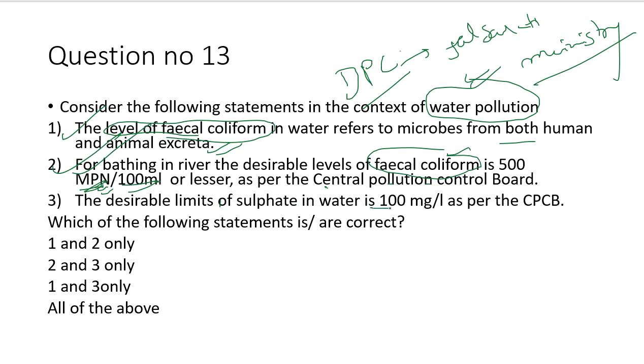The fourth option is asking about the desirable limit of sulfate in water as per CPCB. The statement says 100 mg per liter. This statement is wrong. So options 1 and 2 are the correct answer for this question, question number 13.